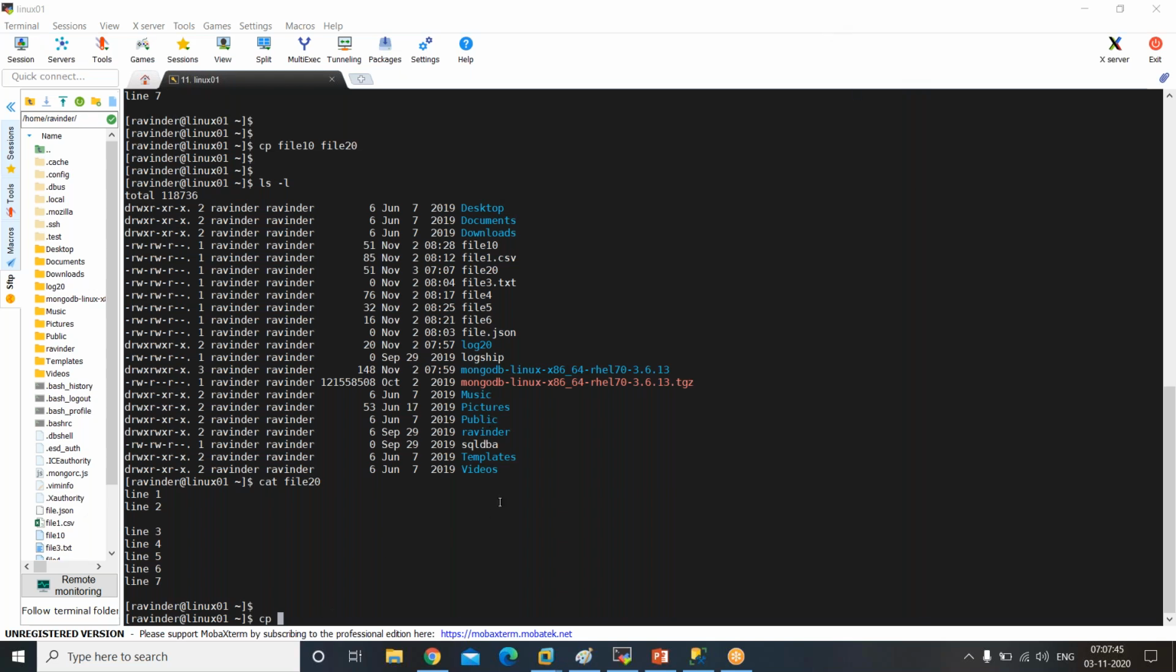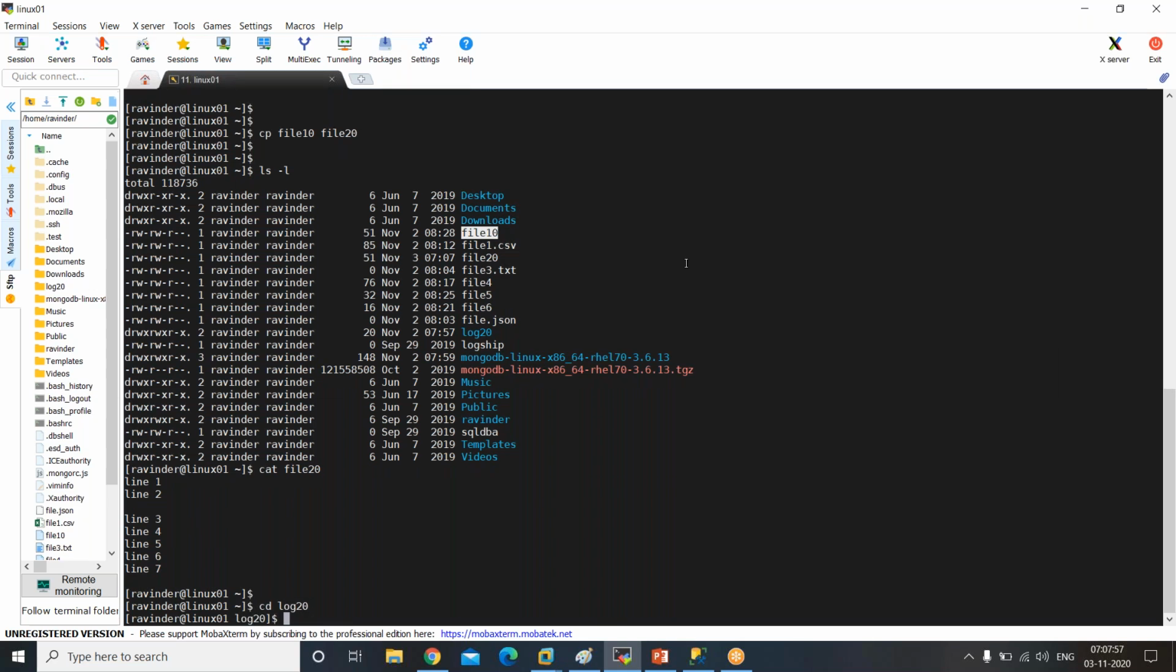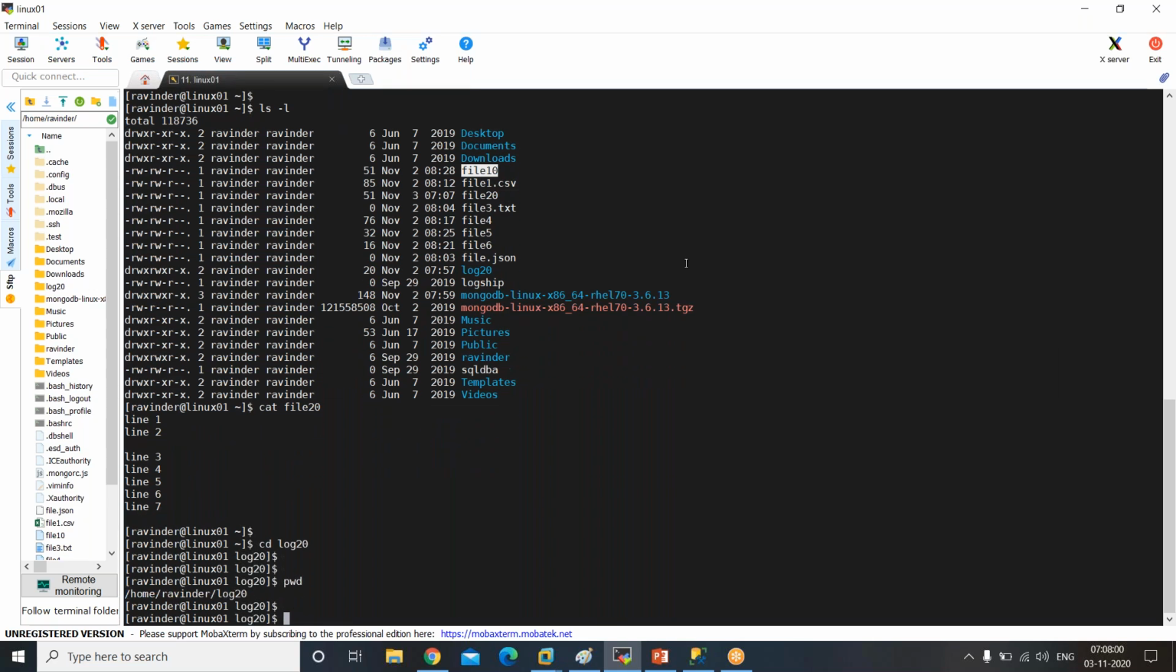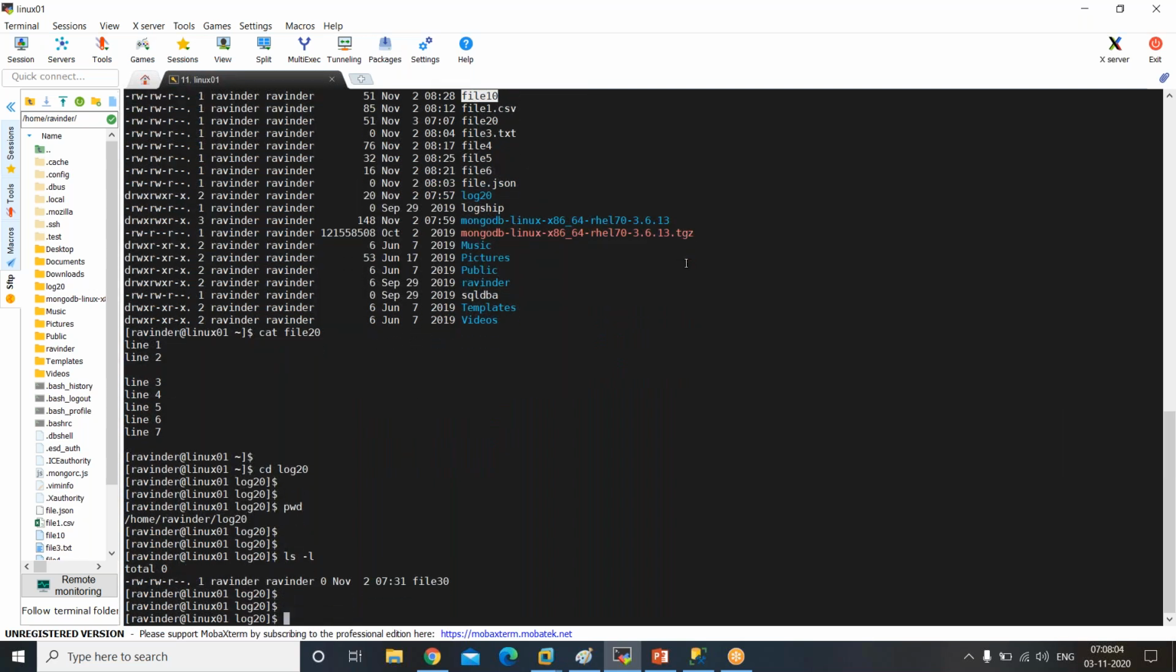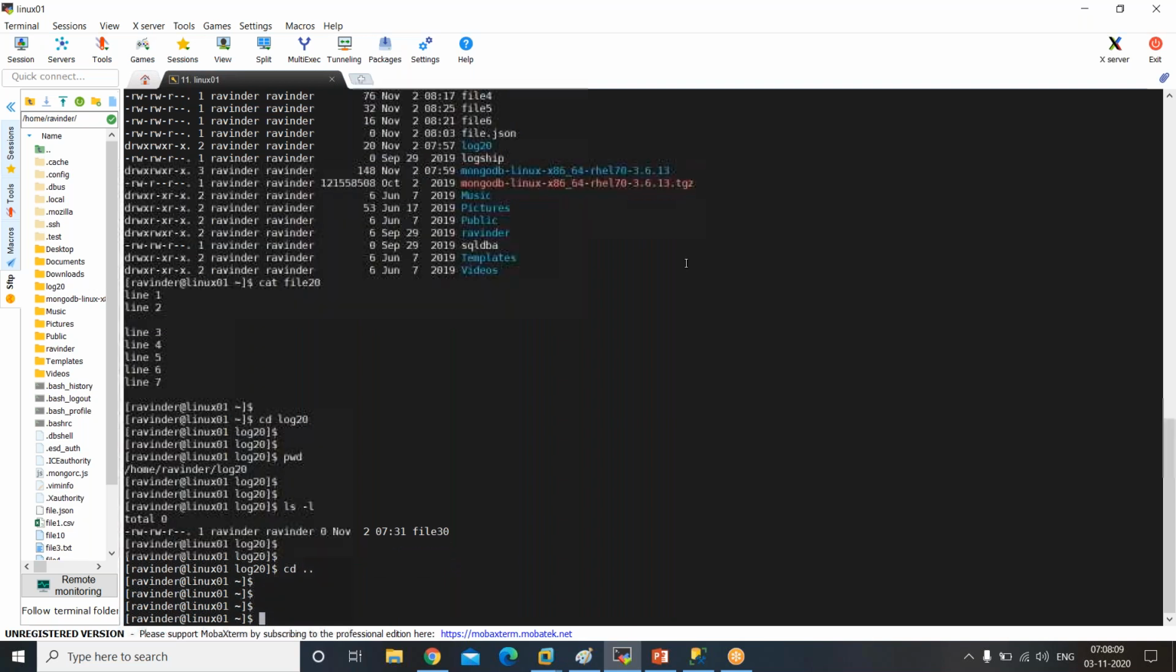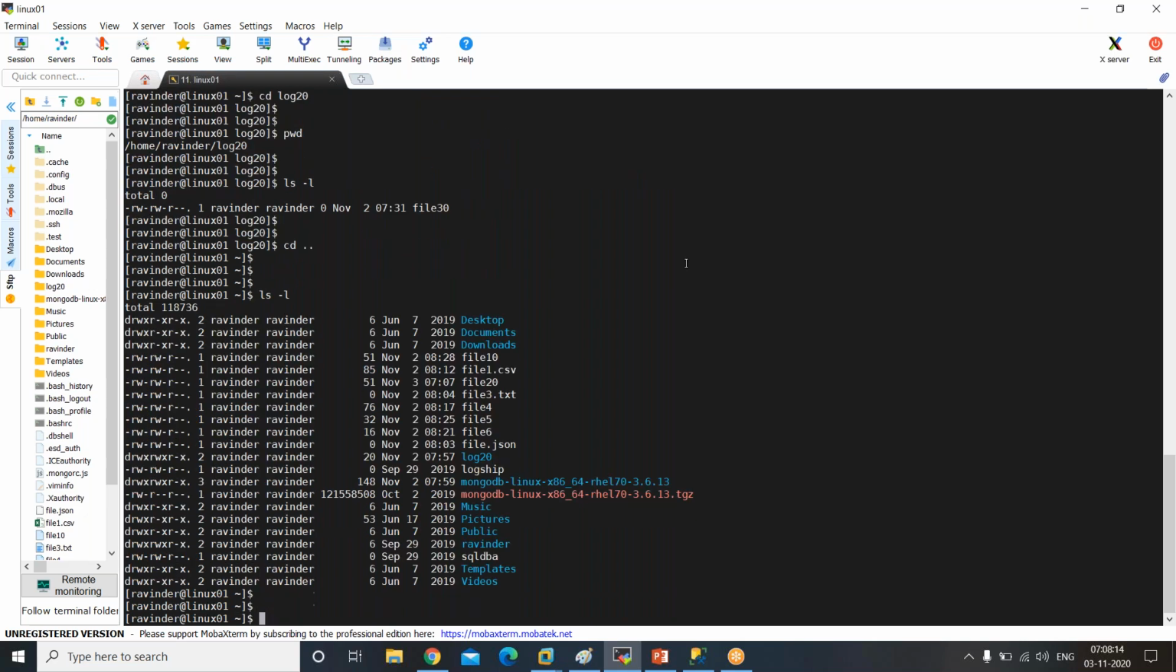So now if I want to copy file10 to the log20 directory, let's go inside the log20 directory. First, what do we have in the log20 directory? I'm entering into the directory with cd. So pwd, if you see I'm in the log directory. If I list, what do we have? We have one file, file30, in it. So I'll go back again, cd .. I'll go one directory back. And if I do ls -l here, this is what you see.